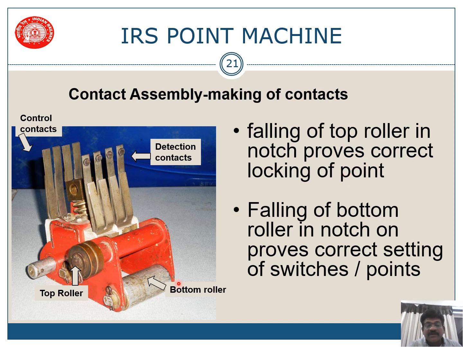Similarly, falling of the bottom roller in the notch proves correct setting of switches. If the switches are correct here, then this bottom roller will fall inside the notch.